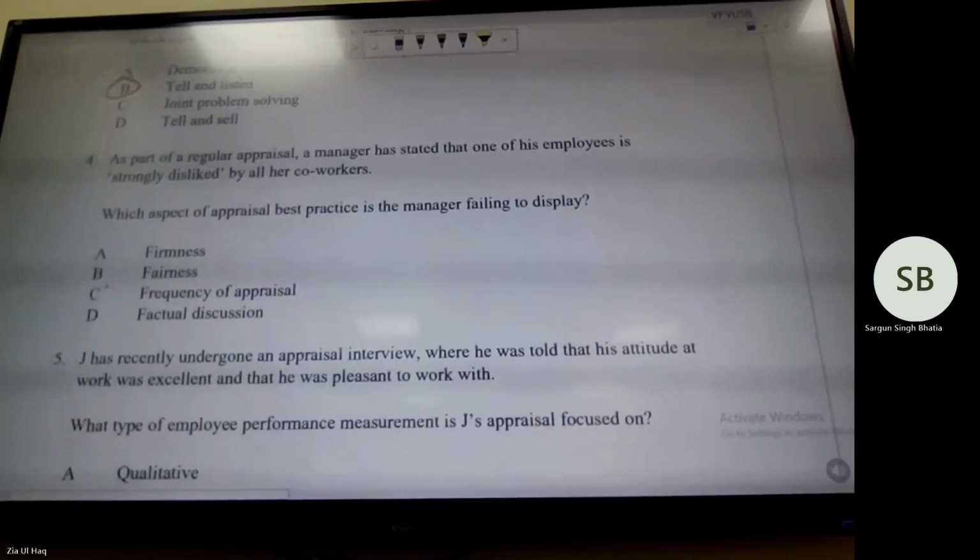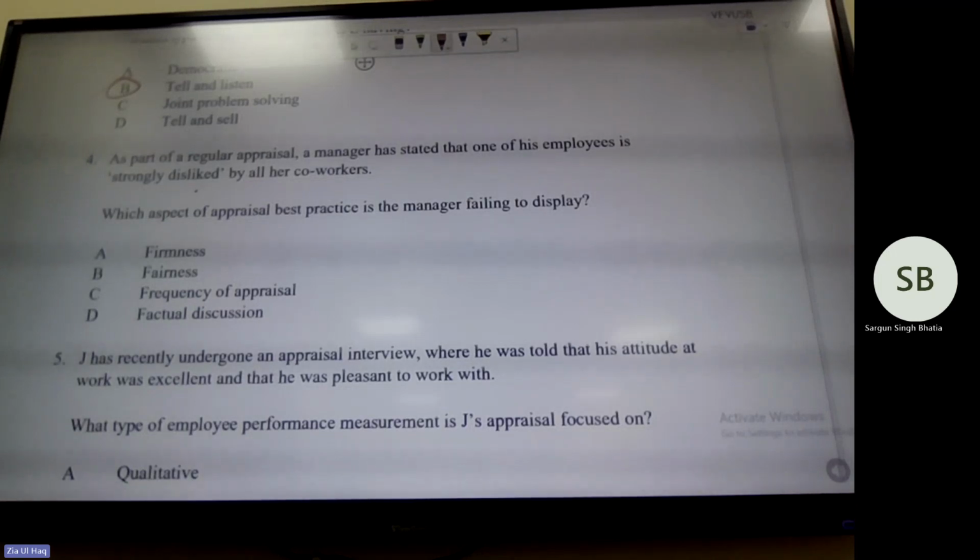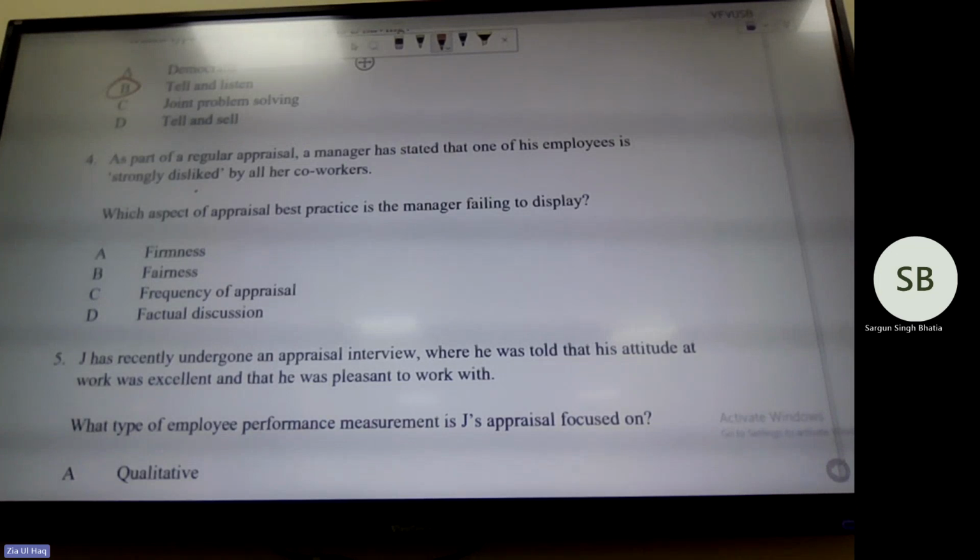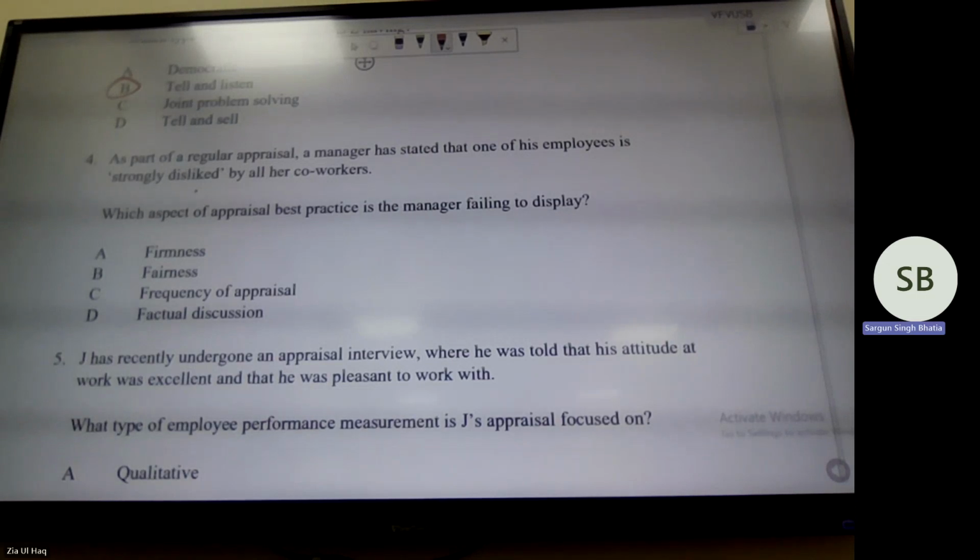Number 4. As part of a regular appraisal, a manager has stated that one of his employees is strongly disliked by all her co-workers. Which aspect of appraisal best practice is the manager failing to display? Calmness, fairness, frequency of appraisal, or factual discussion? I don't know, sir. This one I don't know.